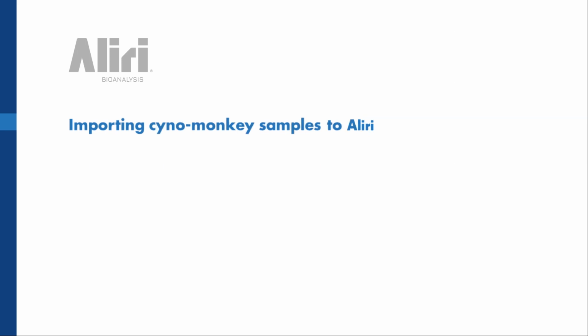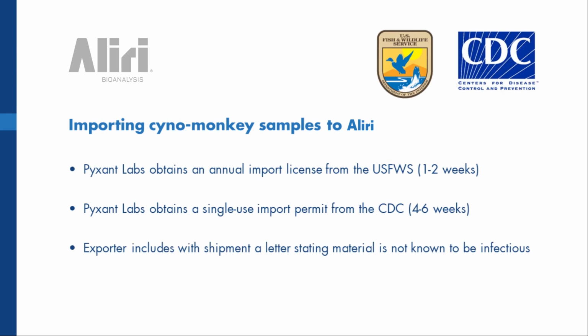Next example, let's say we're trying to import cynomonkey samples to Pixent Labs. Again, we have to work with the CDC. We obtain a single-use import permit from the CDC, which can take 4 to 6 weeks. And then we have the exporter include with the shipment a letter stating that the material is not known to be infectious. So even though it's not infected, like we said before, the CDC cares about non-human primate materials and bat materials because they can easily transmit diseases into humans, more so than other species.